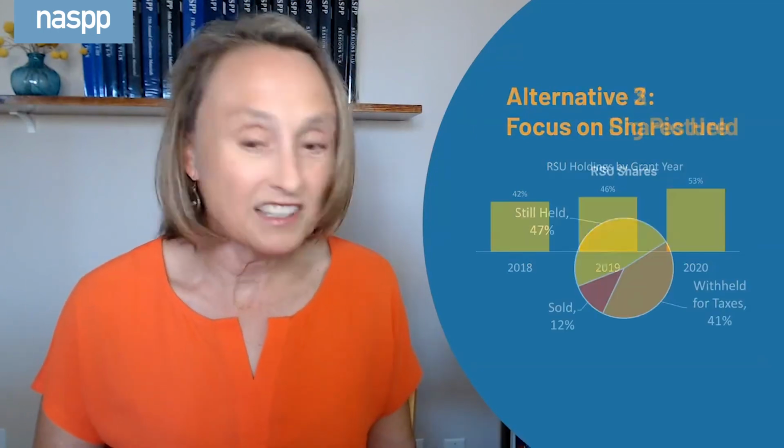Now, there are a couple different ways I could address that problem. One would be to just take those shares withheld out of the picture and calculate my percentages based on the net shares that employees received. Another way would be to maybe scrap the whole year-over-year comparison and instead go to a nice simple overall picture, which is just a pie chart showing for all of our RSUs what percentage are still held, what percentage have been sold, and what percentage were withheld for taxes.